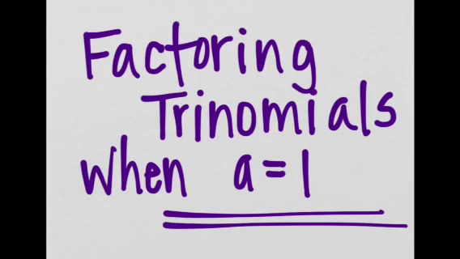Hi there. All right, so I wanted to put together just a quick review video on how we factor trinomials. And if you'll recall, there are basically two types: trinomials where a is 1, and trinomials where your a coefficient is not 1. So we're going to start by looking at a couple examples for when a is 1.